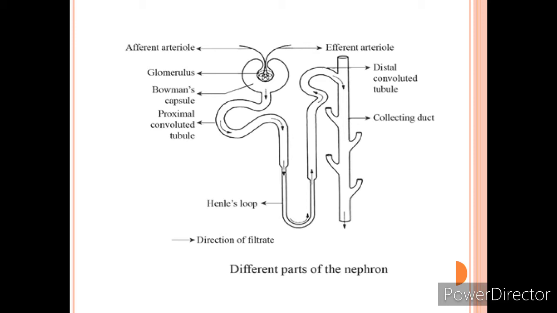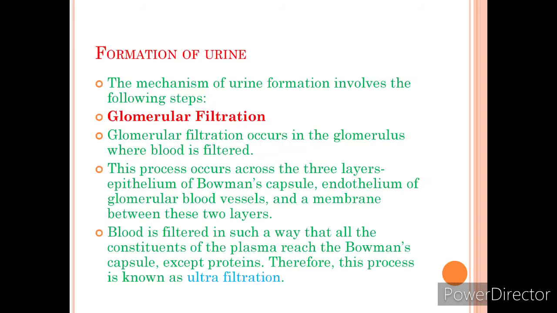Now the next one, which is very important, is the formation of urine. Everyone knows the kidneys form urine, which passes to the bladder for storage prior to excretion through the urethra. There are three processes involved in the formation of urine. First one is filtration, second one is selective reabsorption, and the third one is secretion.